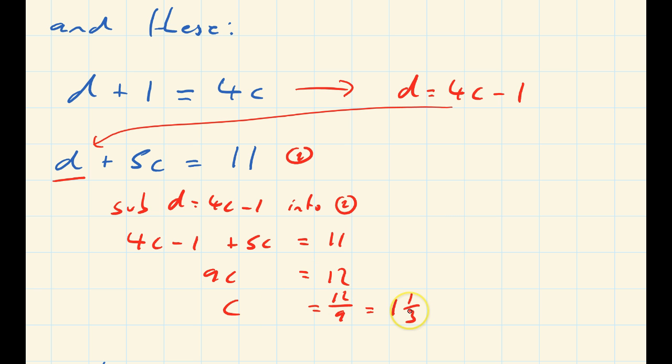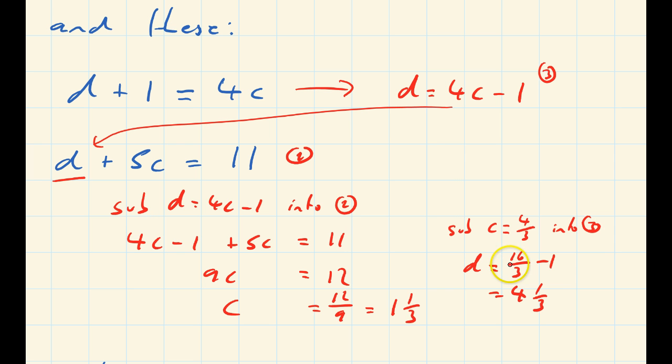Well, I know that D equals 4C minus 1, so I'm going to sub C equals 4/3, because it's easier, into what we'll call equation 3. That will say that D equals 4 lots of that, which will give me 16 over 3, take away 1, which is 5 1/3, take away 1 is 4 1/3.